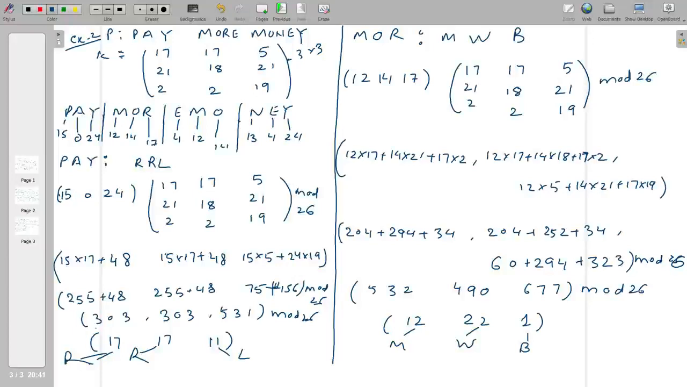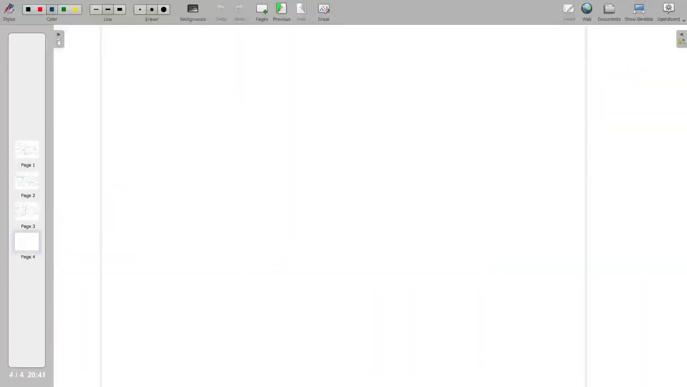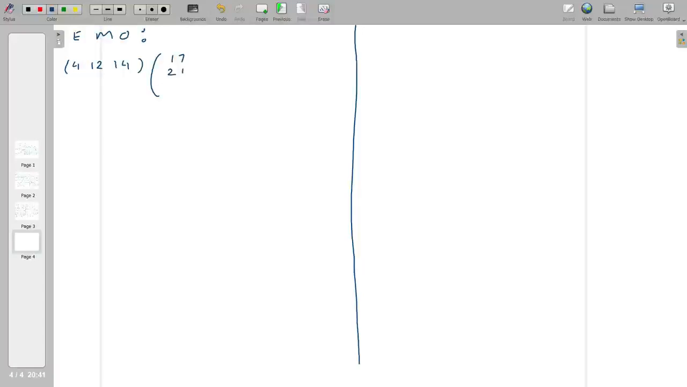Let's do it for these two also, EMO and NEY. So I'm going to use the next page. Again, let me divide it into two parts. So this is EMO, and the plain text matrix for EMO is 4, 12, 14, and the key is same: 17, 21, 2, 17, 18, 2, 5, 21 and 19, and this is again a mod 26 operation.